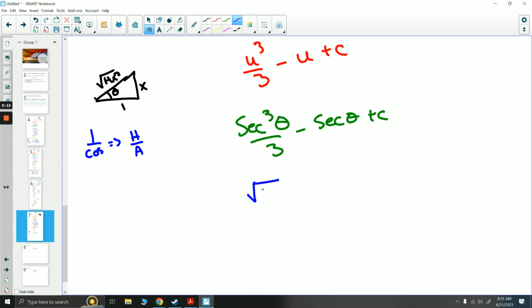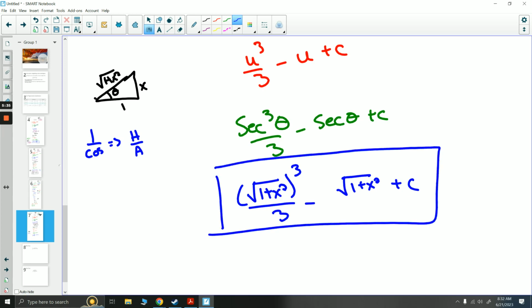So that is to say it's the square root of 1 plus x squared, cubed, over 3, minus the square root of 1 plus x squared. So it's over 1, but then it's over 3 here. So I didn't write the over 1. Over 1 plus c. And now we're back in x's. So that is our integral. All right, let's take a look at another one.